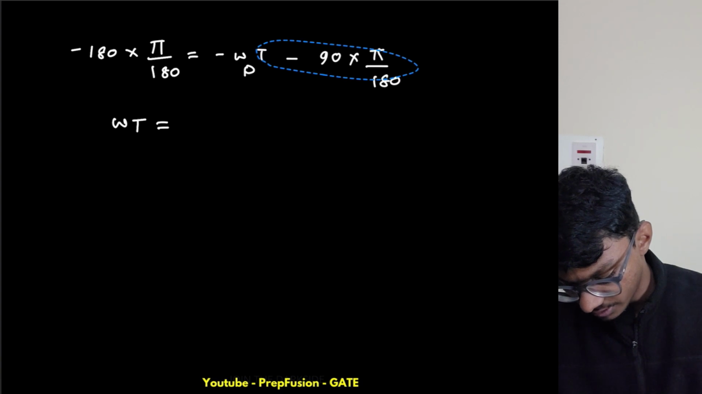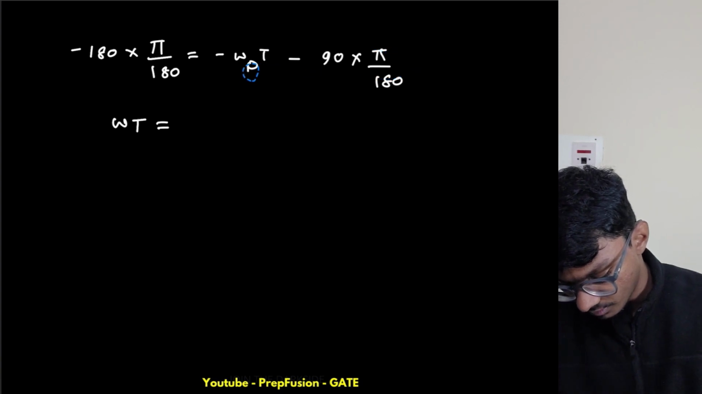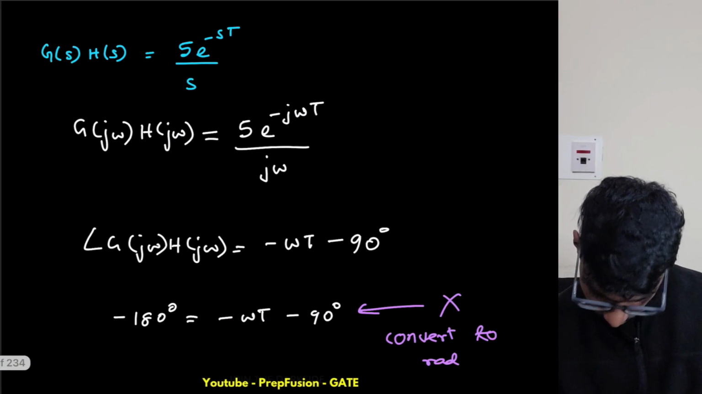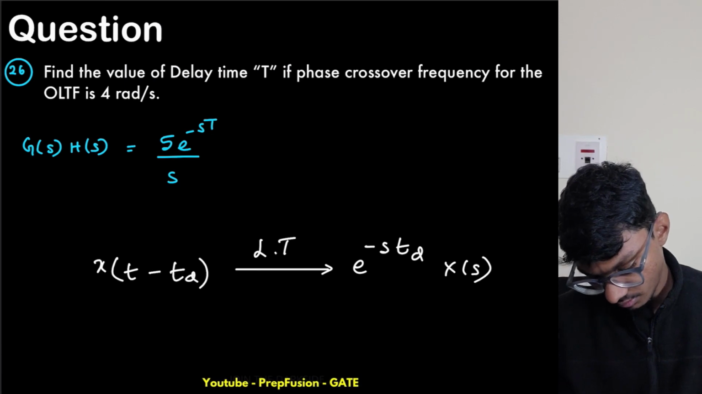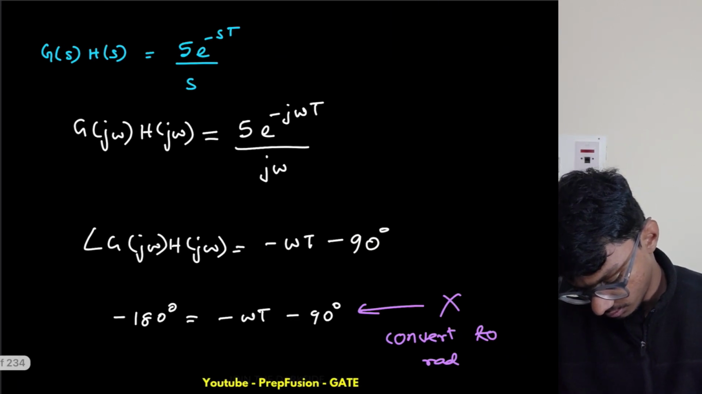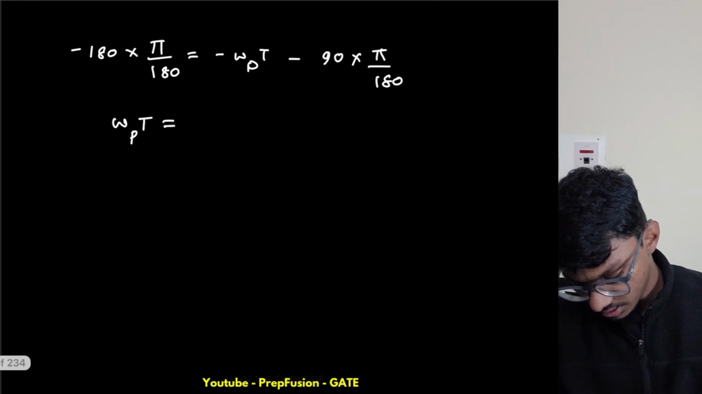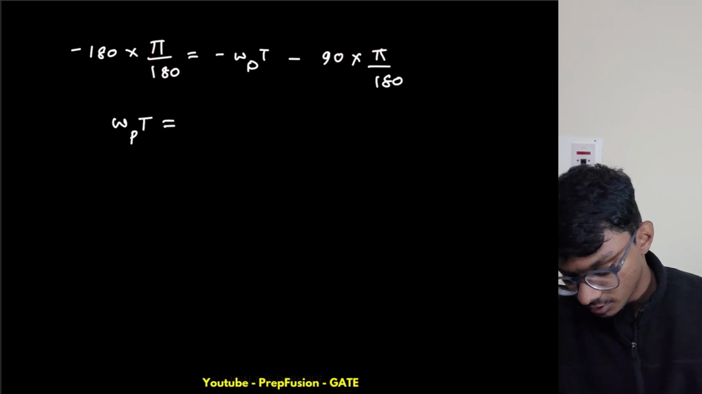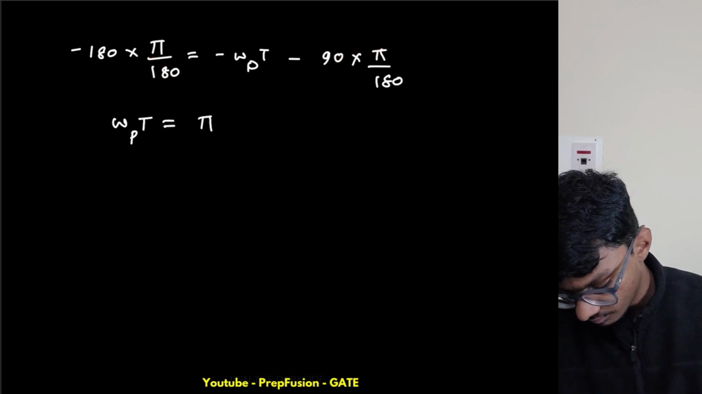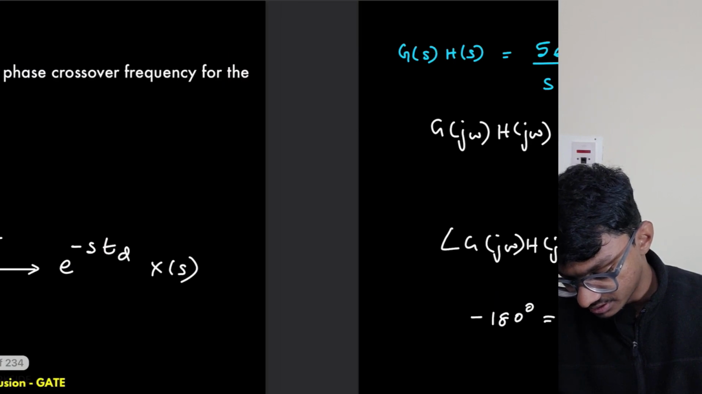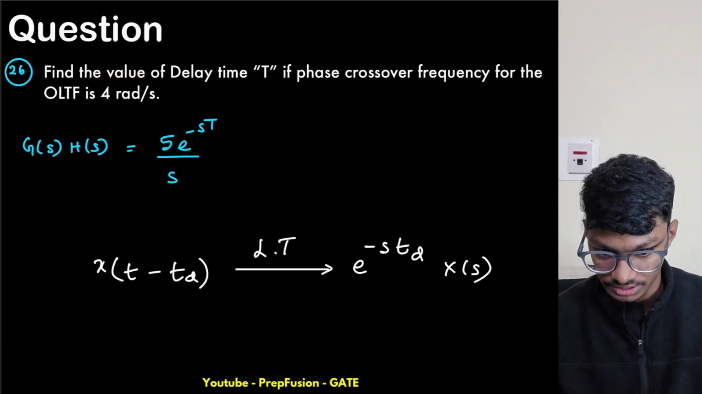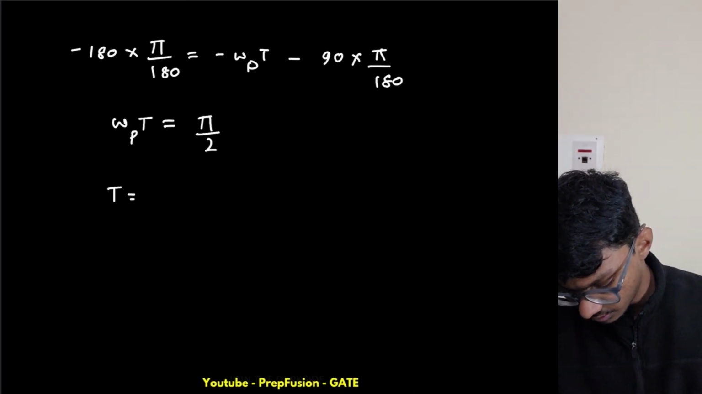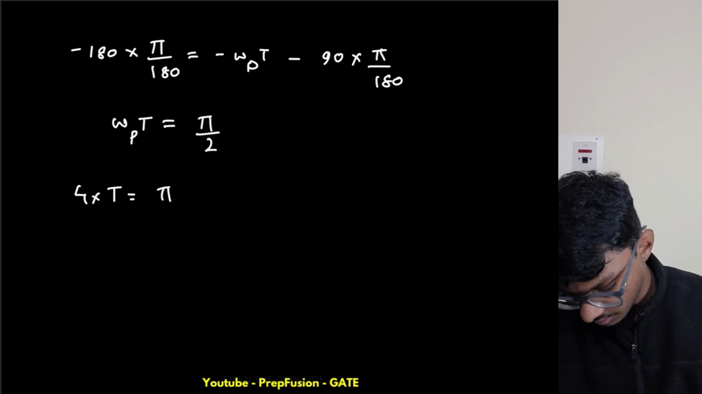So at this phase crossover frequency my angle is obviously minus 180 degrees, right? So this one goes over here, pi goes over here, I have pi by 2 over here. So this is simply pi by 2. And what is my phase crossover frequency? They have mentioned it, right? Phase crossover frequency they have given. This is 4 radians per second. So replace t equals to 4 pi by 2.